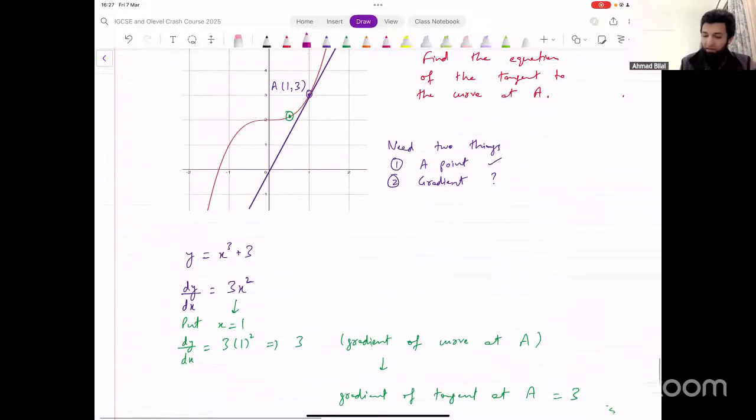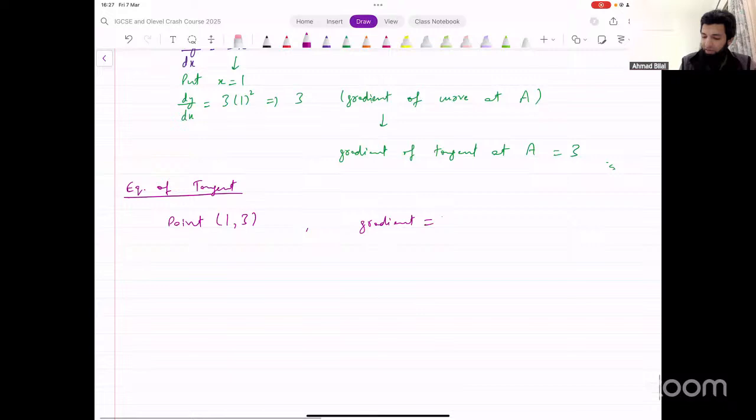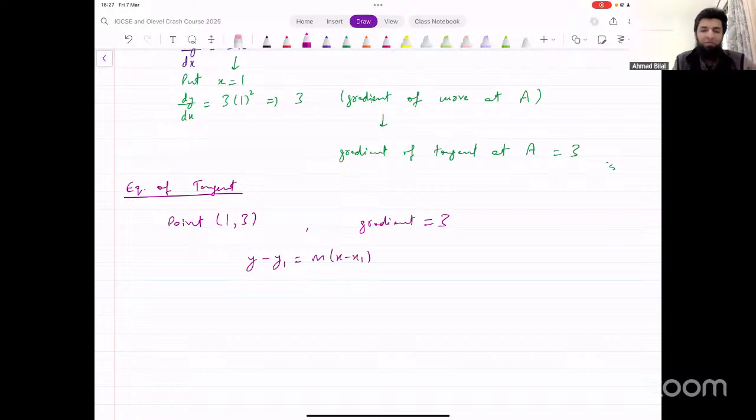The gradient is 3. We have found that here as well. We have these two things. We can write down the equation y minus y1 equals m into x minus x1. You can either use this form or y equals mx plus c. It doesn't matter.